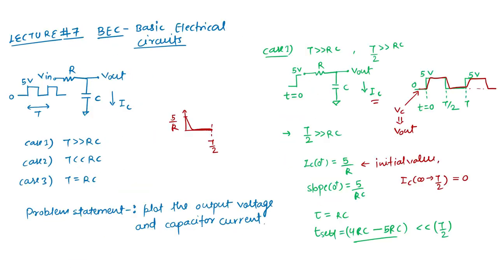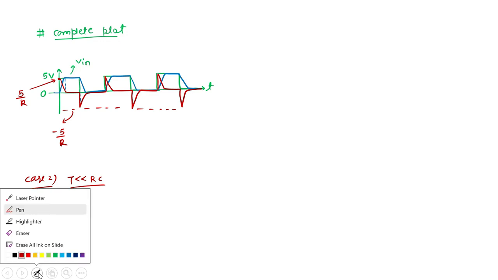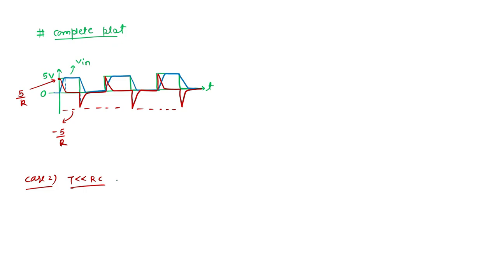So the case we have covered here is the case of T is much greater than the RC. Now let's take T is much lesser than the RC. The case 2, it means the time constant is very much larger than the period of this signal. So T by 2 is also much lesser than the RC.